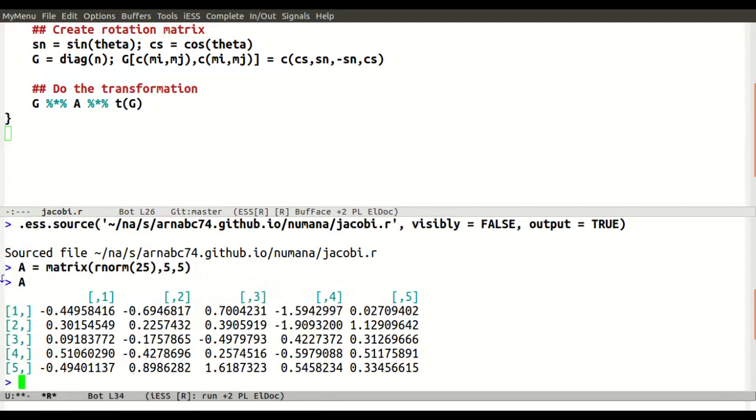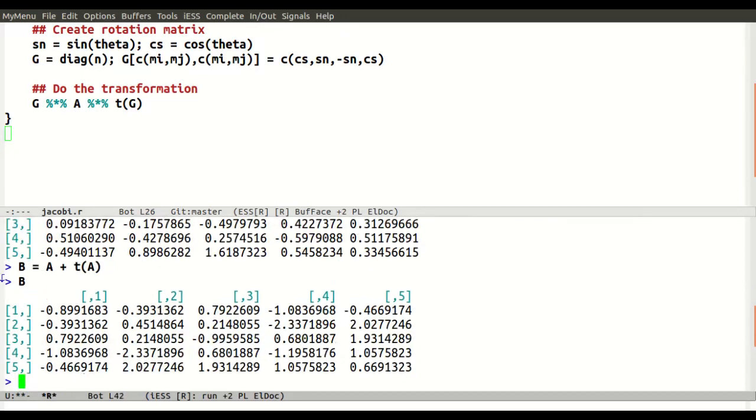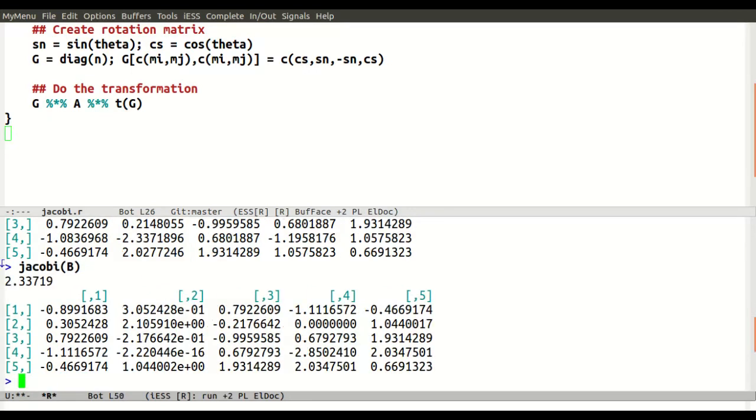In order to turn it into a symmetric matrix, what I will do is create the matrix B, A plus transpose of A. This matrix is bound to be symmetric, and indeed it is symmetric. So let's now try to apply our Jacobi function. Jacobi of B. That gives us a new matrix, and it also prints the maximum absolute off diagonal entry it has encountered. Of course, just by running it once, we will not be able to understand anything.